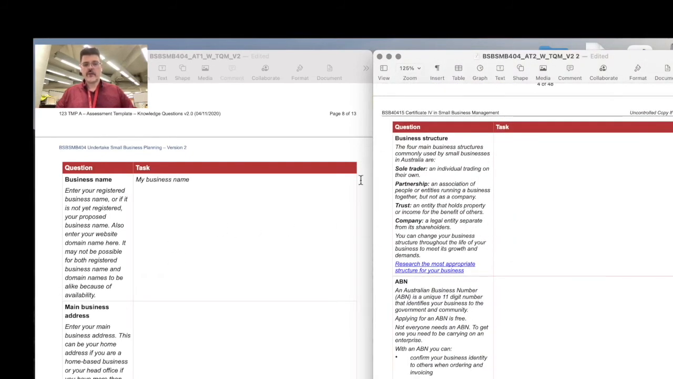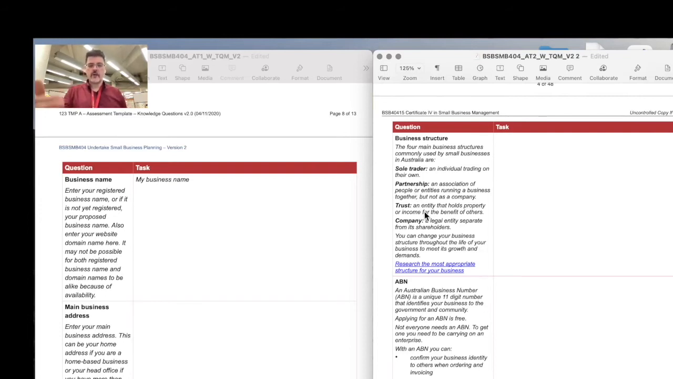Now, if you read through this, it'll give you a very good idea of what you're going to be basing your business on. The 4 main business structures commonly used in small business in Australia are a sole trader, that's one person operating on their own, a partnership. So this could be more than one person, two, three, four as a partnership. A trust. So a trust is a legal entity.